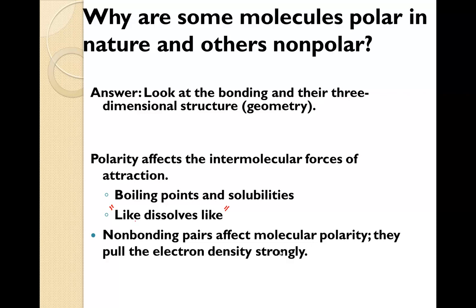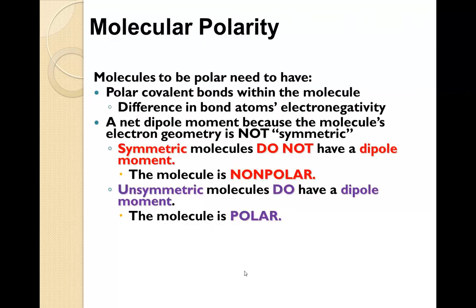Non-bonding pairs affect the molecular polarity. They pull the electron density strongly, so it creates an area that's more electron-dense. In order for molecules to be polar, they need to have a polar covalent bond within the molecule, which is the difference between the atoms' electronegativity. A net dipole moment is what occurs when there's an uneven amount of polarity.